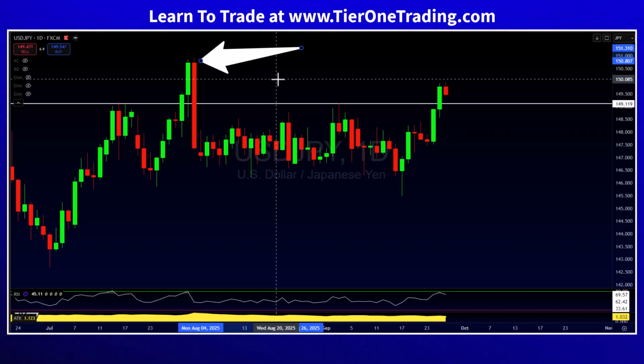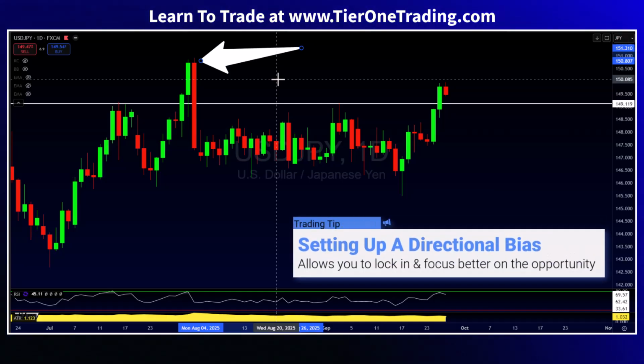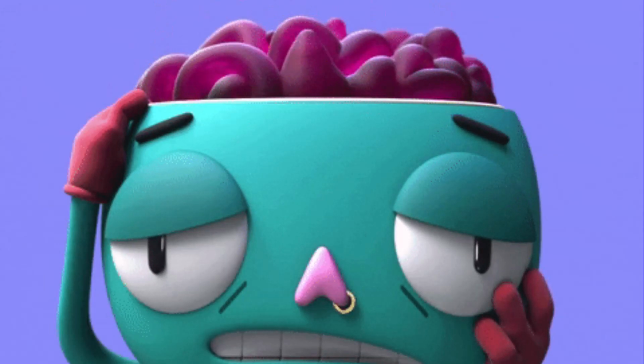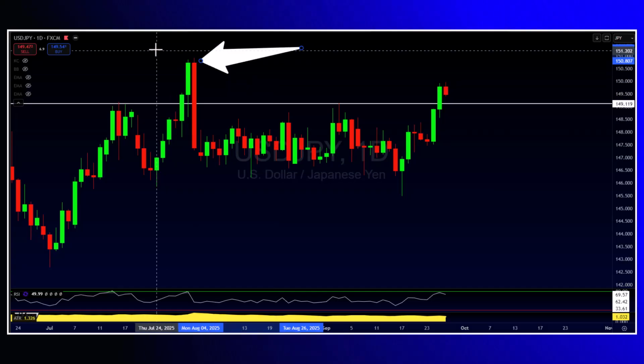So what we've done here on the higher time frame is pretty much set up our directional bias. We know what we're looking for. We know what direction we're looking for the market to go in. And that eliminates half of the confusion that goes through your brains while you're analyzing a price chart.